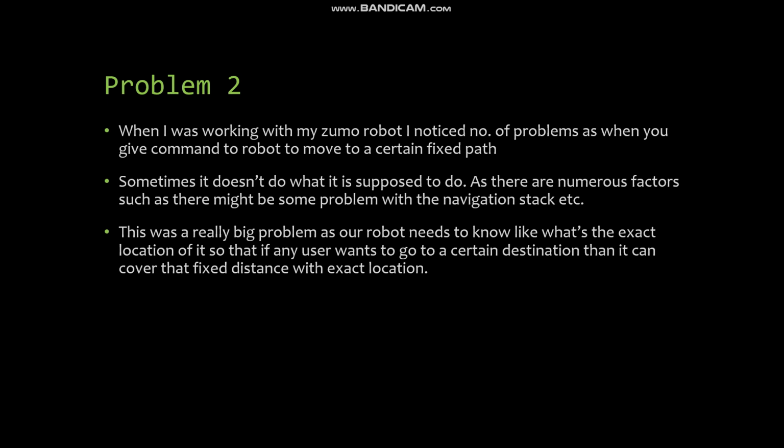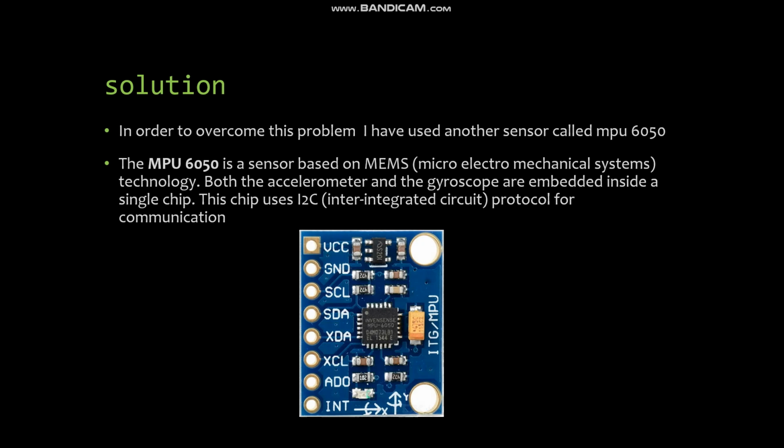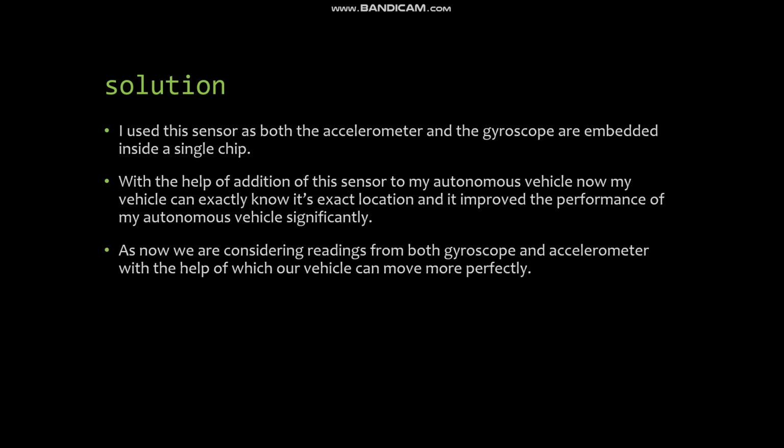In order to overcome this problem, I came up with one solution: using another sensor. The other sensor that I used was the MPU6050. The main reason for choosing this sensor was that it has both an accelerometer and a gyroscope embedded in a single chip. So with the addition of this sensor, my autonomous vehicle now knows exactly what its location is, and it improved the performance of my autonomous vehicle significantly.